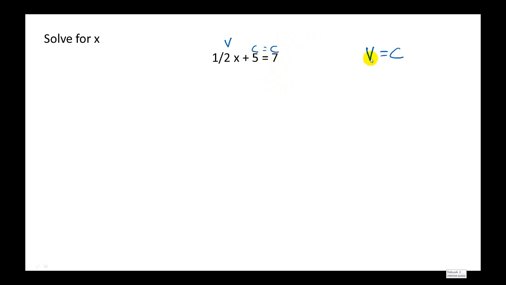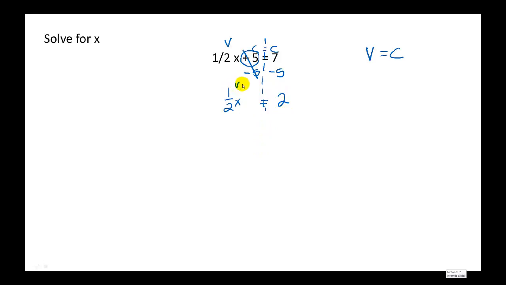We need to get rid of an extra term. So to get v equals c, we need to get rid of our extra constant term, which is a positive 5. I'm going to do the inverse. I'm going to subtract 5. And if I subtract 5 from the left, I need to subtract 5 from the right as well. This leaves 1/2 x on the left, and it equals 7 take away 5 is 2.